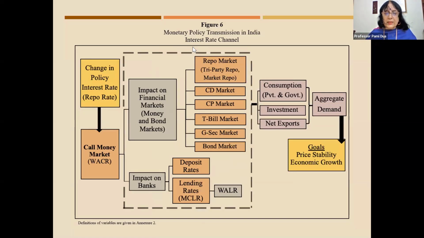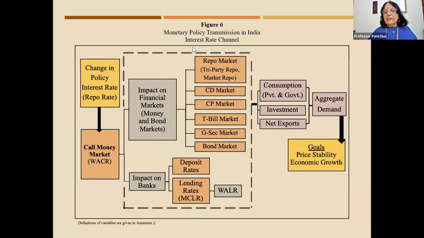So with respect to India, here I show you just the interest rate channel. So on the left side, we have the change in the policy rate, and then that affects the very short-term money market rate, which is the call money market rate. So here we measure that by the weighted average call money market rate. Then that has an impact on financial markets, which includes money and bond markets. So we have the repo market, CD market, CP market, T-bill market, GSEC market, bond market. Then we also impact all the banks. We have the deposit rates, lending rates, marginal cost of funding, lending rate, which then also translates into a change in the weighted average lending rate.